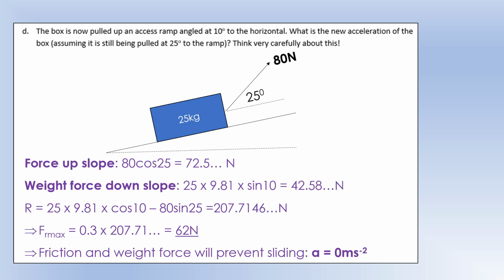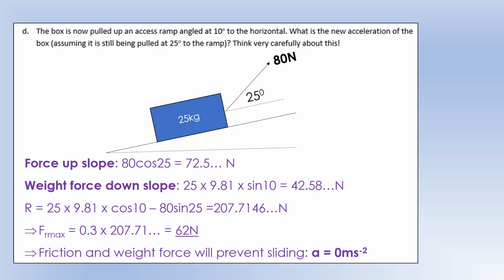So the force pulling up the slope is 80 cosine 25, same as before. The weight force pulling down the slope is going to be the weight force of the box times sine of 10. Okay, so that's 42.58. We now need to calculate the new normal contact force, which is going to be the component of weight force that's perpendicular to the slope, so 25 times 9.81 times cosine of 10, minus 80 sine 25. So that comes out as 207 and so on. And the maximum friction force is that times 0.3, which is 62 newtons.